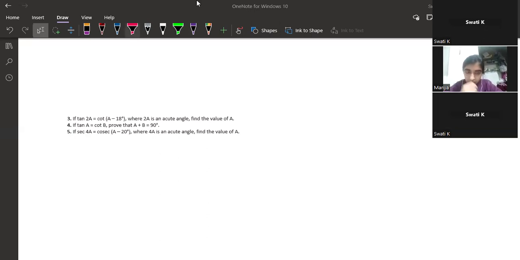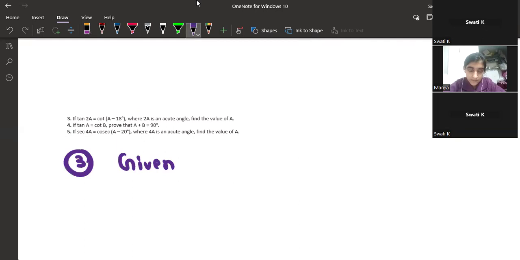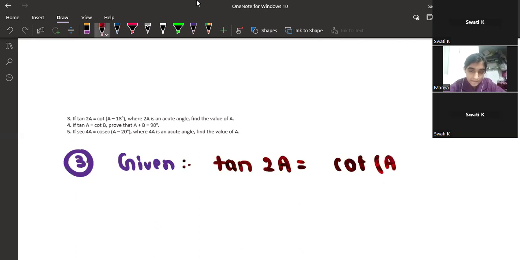ओके आई जस्ट एडवाइस यू वन थिंग मान्या कि यहाँ पे ये सब जो इन्फॉर्मेशन है ना, आप उन सब इन्फॉर्मेशन के लिए ज्यादा टेंशन मत लेना कि व्हाट इज दिस व्हाट इज दैट, नो, जस्ट जो भी गिवन है उसको लेना है और जो भी फाइंड करना है वो करना है, राइट? सो इन क्वेश्चन नंबर 3 व्हाट इज गिवन टू यू? क्वेश्चन नंबर 3 में गिवन क्या है? Tan 2a equal cot a minus 18. You will write down that thing, that we have given tan 2a is equal to cot a minus 18, right? Okay. Find क्या करना है मान्या? Value of a, right?